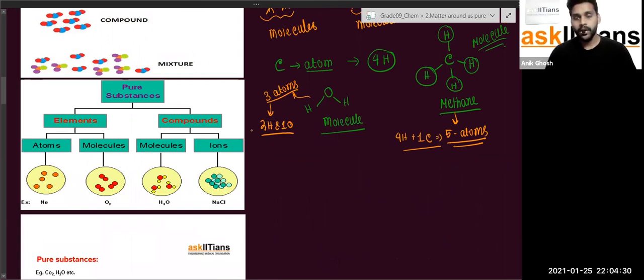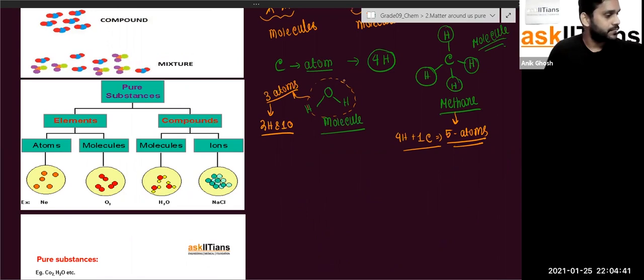Now, water over here is a molecule. This thing over here is a molecule. Okay. Now wait for a moment. Let me show you something.